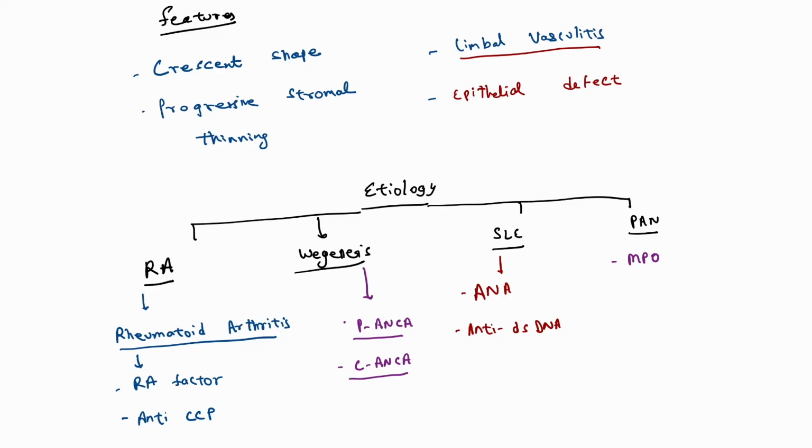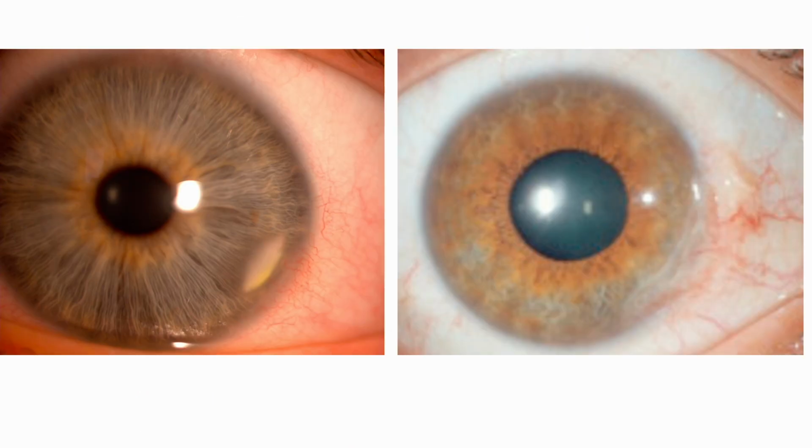So whenever you see a patient of PUK, your first thought should be, does this patient have RA, or does this patient suffer from Wegener's, or is it SLE? This is not just an eye disease. It opens a window to multiple systemic disorders.